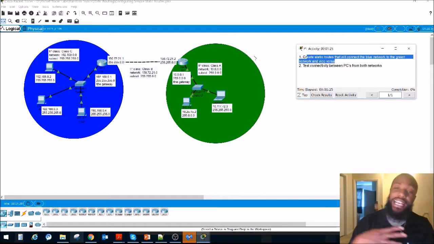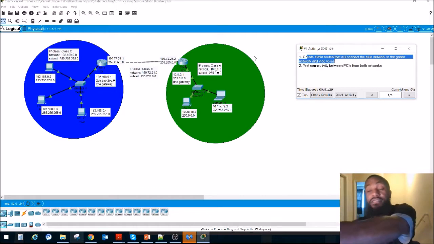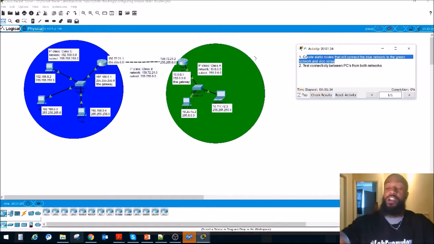For the reply, you have to have a route back. So you have to create a static route heading somewhere and coming back. You could have either static or dynamic, but today we're covering static routes. That's why we only need to create two static routes. So we need to create one from the blue to the green, right?